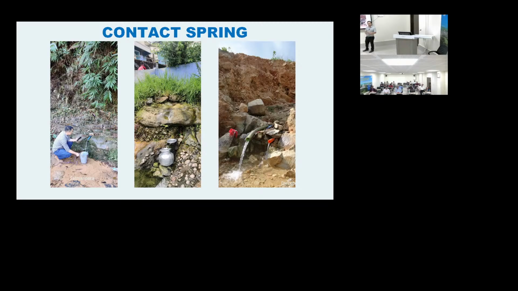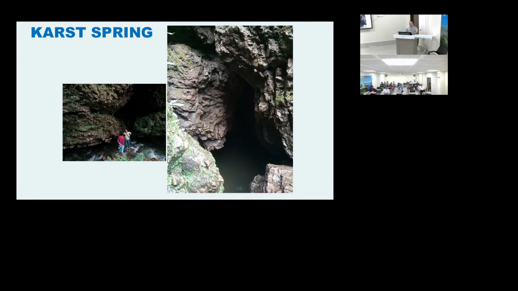and the people consider this spring a very sacred one. So to monitor this spring, we have to take off our shoes and then monitor it. Just to show some contact springs. And this one is in Riboy, in contact between massive quartzite and the weathered zone. We can also find some karst springs in Meghalaya, especially in the Sora area.